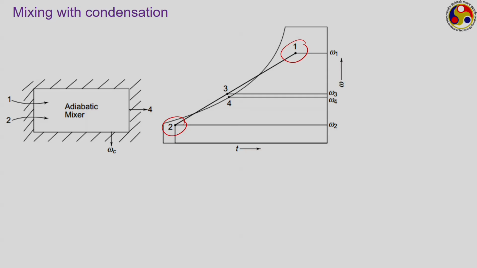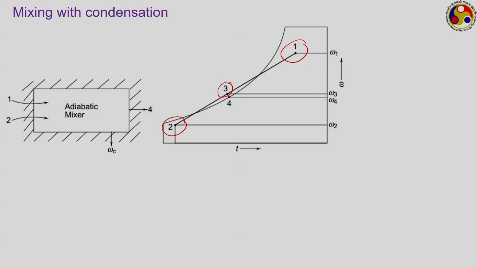Then depending upon the ratio of their mass flow rates, their final state may be located at this point 3, which is outside the psychrometric chart. And so, to have a feasible solution, it has to reject this additional amount of moisture, so that its moisture content comes back from omega 3, which is not feasible, to this omega 4, and accordingly the final state point will be at omega 4, which will lie on this saturation curve.